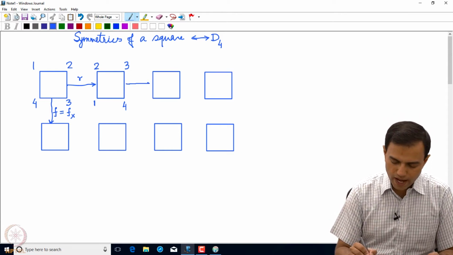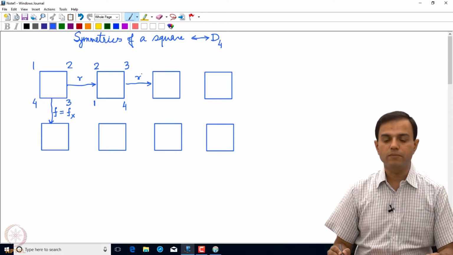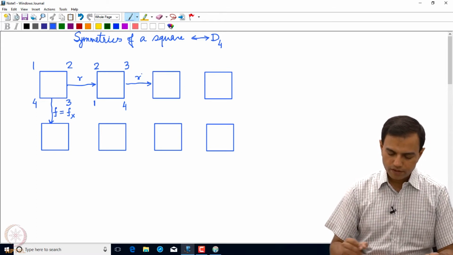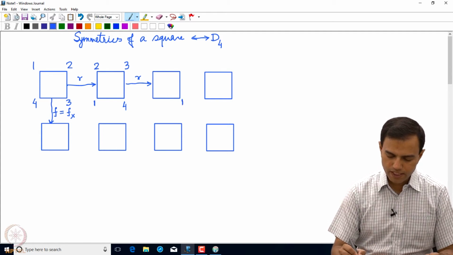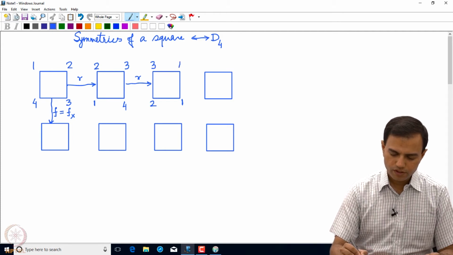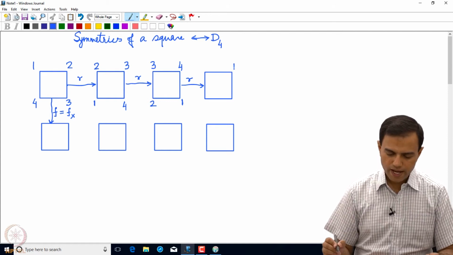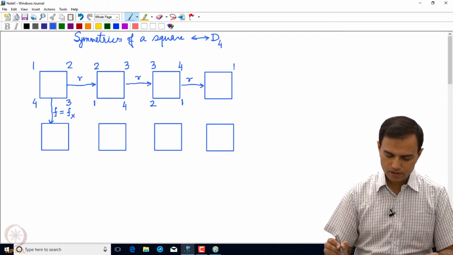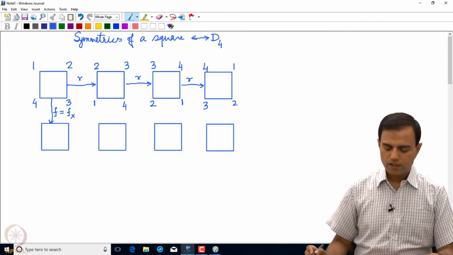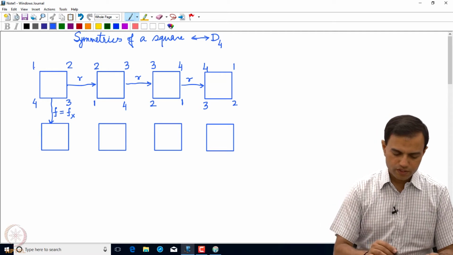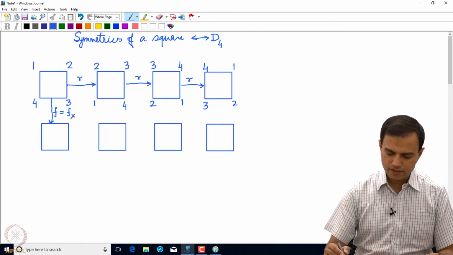Once again, I rotate this configuration by 90 degrees, and what do I have? 1 comes to this side. So I have 1, 2, 3, 4, and once more. This time 1 goes here. So there are 4 positions. First 1 is here, then 1 is here, then 1 is here, then 1 is here.